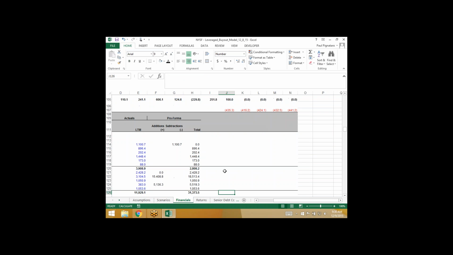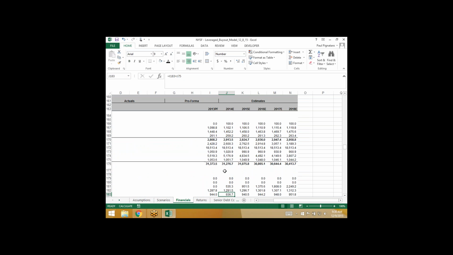Now we got to get the balance sheet balancing. What's missing? What has to happen? The cash has to go down, and it does. Look, it's hit the minimum cash cushion. Right, so the revolver is working. It's raising just enough to fund that cushion.